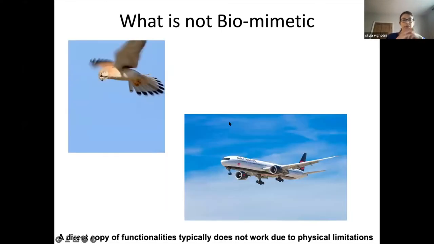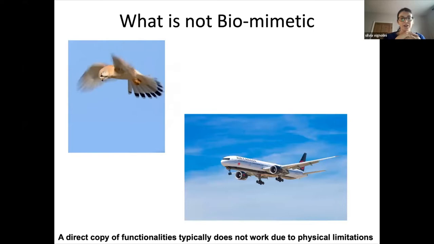Okay, so let's start with what is definitely not biomimetic. You see a bird that flies and is flapping its wings, and then you say, also planes have big wings and that's why they fly. Yes, the principle is completely wrong. And this is not the idea that we want to use when we talk about biomimetics. If some of you are already familiar with research, in many fields this biomimetic concept is a little bit exploited as a buzzword, but in some contexts it's not really appropriate.